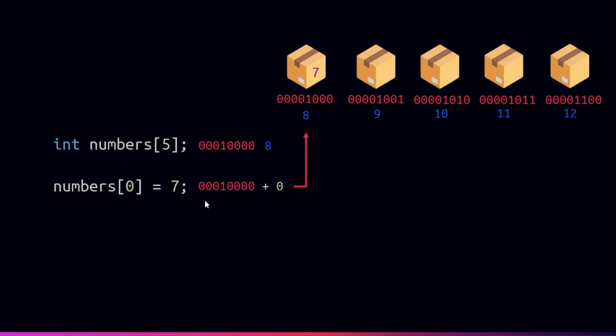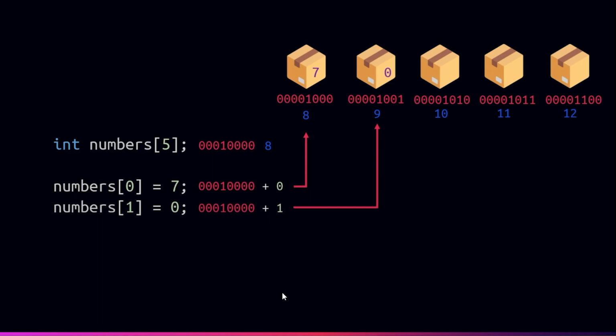That means that when we want to assign a number to the first position, we can simply get the memory address, add 0 to it, and then write our value to that position. So, looking at it here, if we take the memory address, add 0, then we can write 7 to it, and now we have set our first value as 7 in the array.